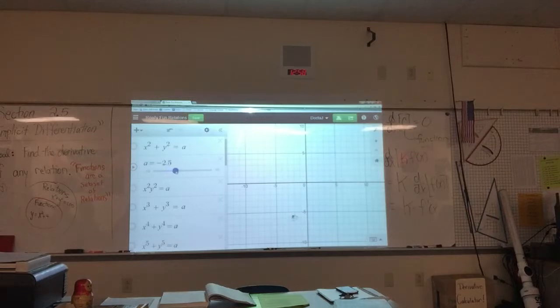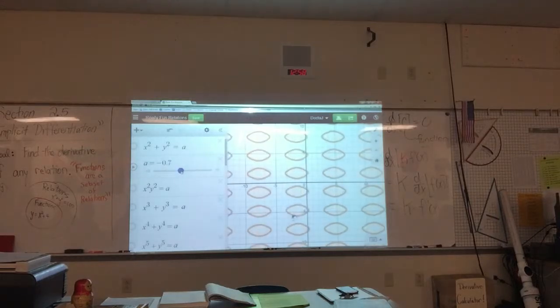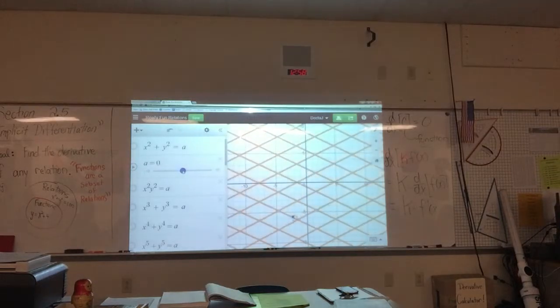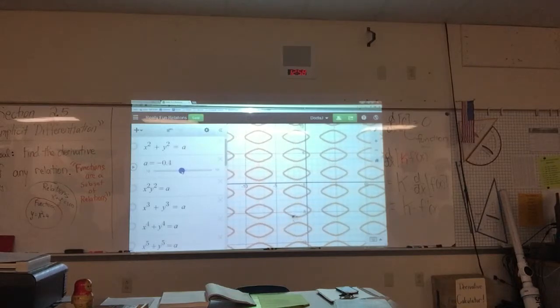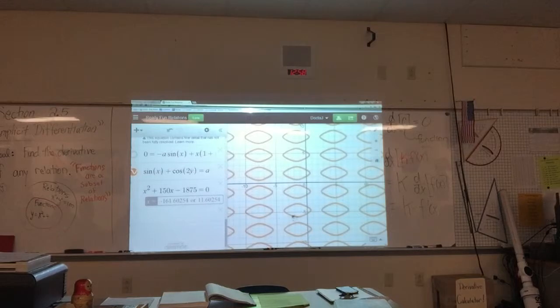So this one, this is what fashion designers do. This is a graph, and the graph is this equation: the sine of x plus the cosine of 2y is equal to a. And every point on this satisfies the equation. Isn't that cool? You could do something really cool with multiple colors.